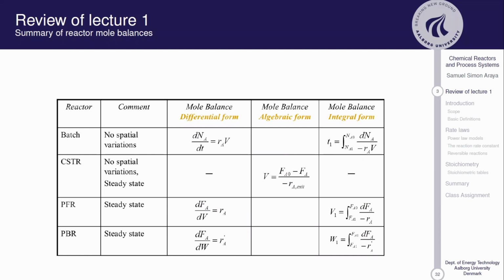And then for the other flow reactors, we had for the CSTR also a perfectly mixed situation where we had no variations in space, but also a steady state condition, and our volume was just an algebraic equation that defines the mole balance equation. Then for PFR and PBR, where we had steady state, but we had changes within the reactor, so we had integral forms for the volume and the weight of catalyst.